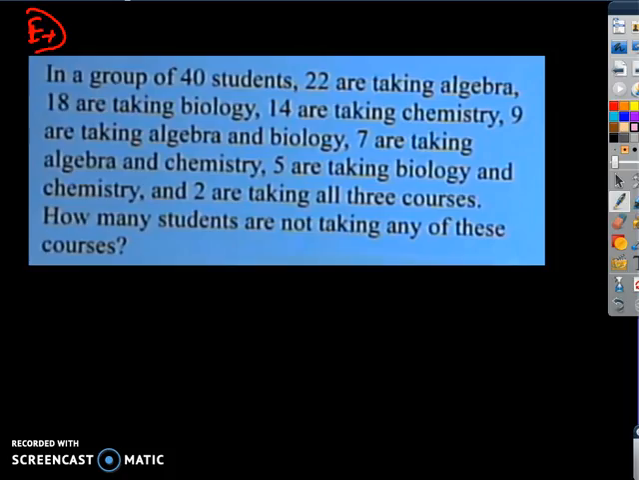All right, last example. In a group of 40 students, 22 are taking algebra, 18 are taking biology, 14 are taking chemistry, 9 are taking algebra and biology, 7 are taking algebra and chemistry, 5 are taking biology and chemistry, and 2 are taking all 3. How many students are not taking any of these courses?